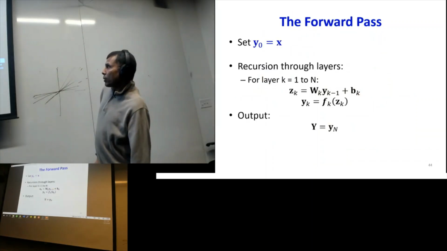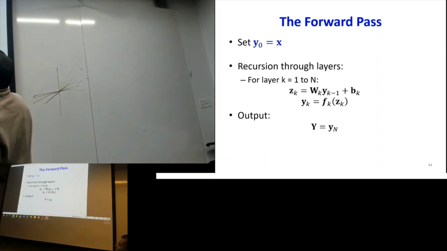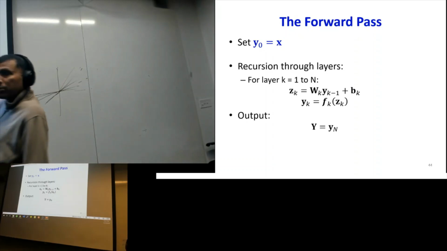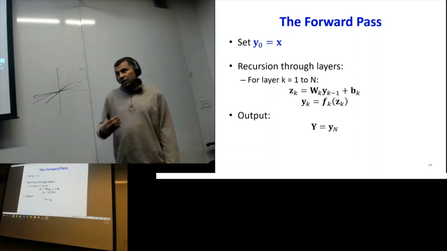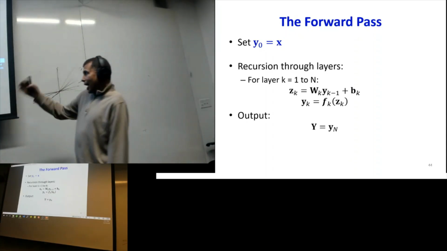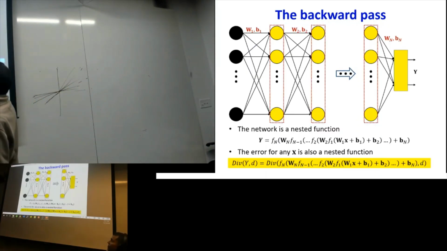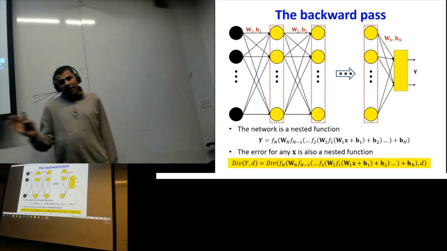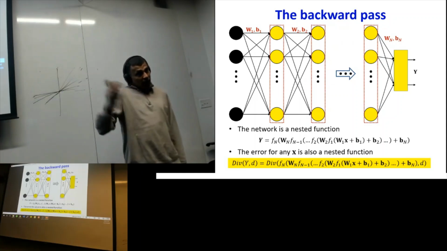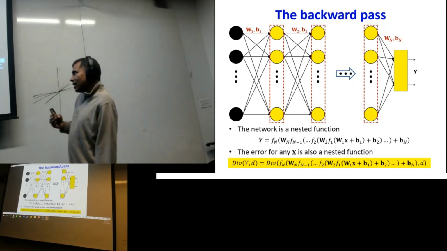So here's the entire forward pass. I initialize the input layer, and then I recurse through the layers, where in each layer, first you compute the affine combination through a simple vector affine formula, and then you apply the activation functions to compute the y's. So once I've done this, I've gone through the entire network from the initial layer all the way to the output.